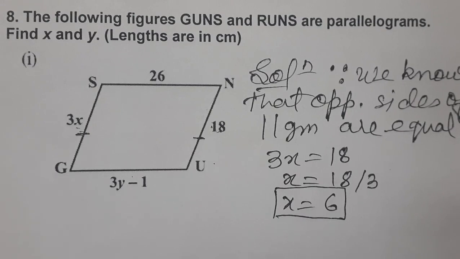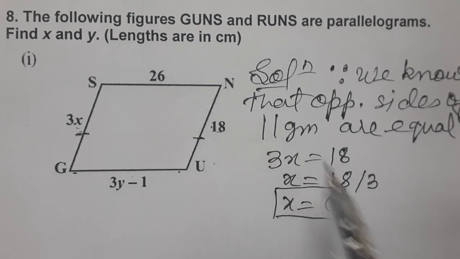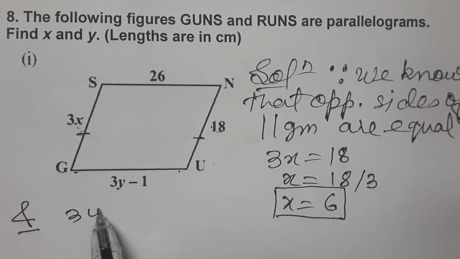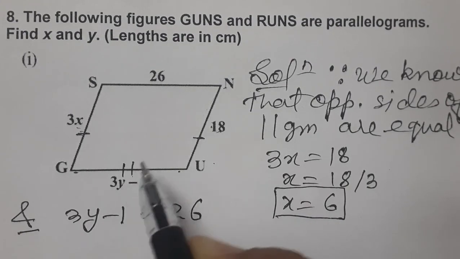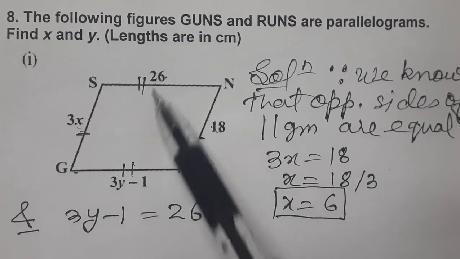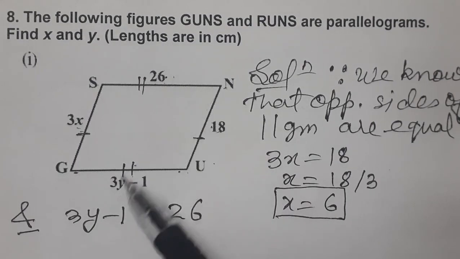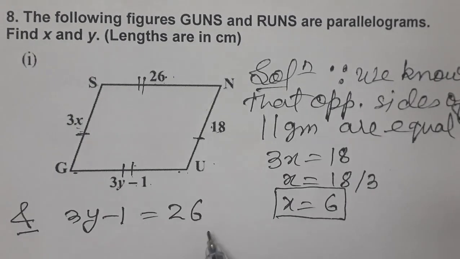Now we need to find y also. Again GU equals SN, opposite sides again equal. So what is GU? 3y minus 1. And the second part of the question, 3y minus 1 equals 26. Again these two sides are equal, because in a parallelogram opposite sides are always equal. So GU equals SN. 3y minus 1 equals 26. Now we got the equation.